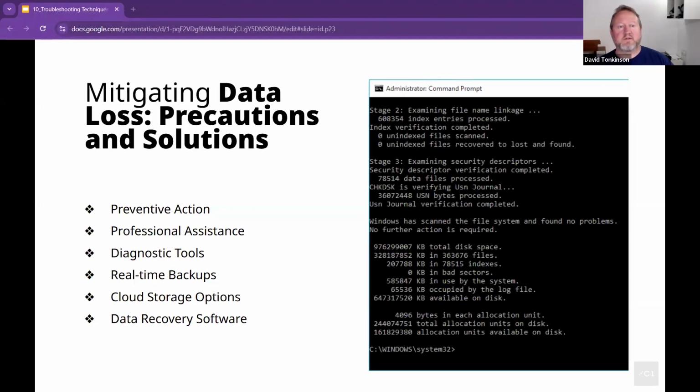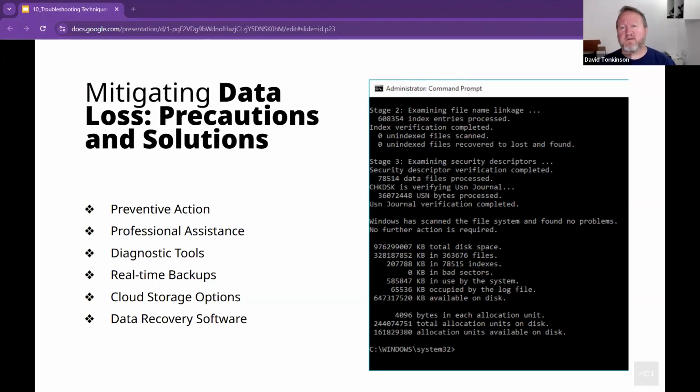So there's a couple of things we can do. So mitigating data loss, so precautions and solutions, so preventative actions. If you're hearing that little clicking on your hard disk drive, don't write new data to that disk drive because it's going to cause it more problems. We can seek professional assistance. Hold on, we are the professionals. We're looking for a job in IT.